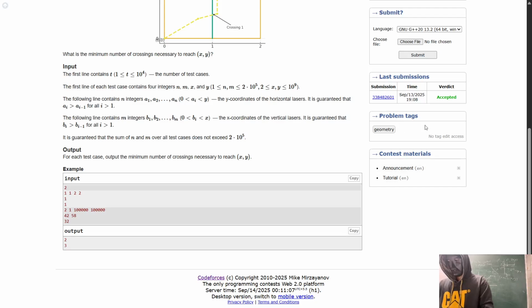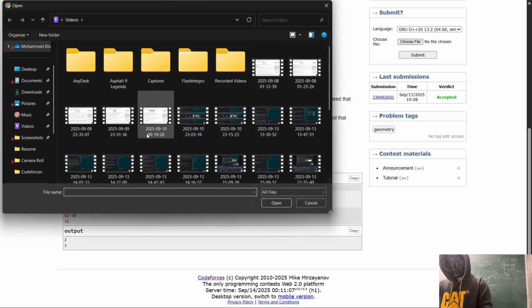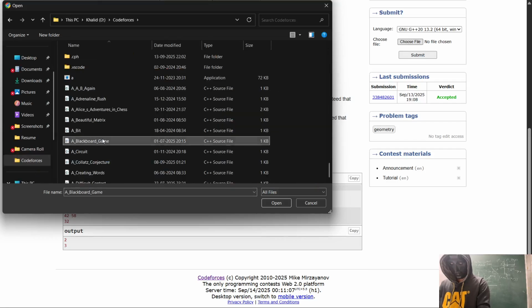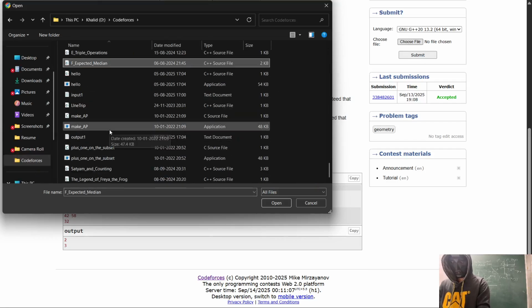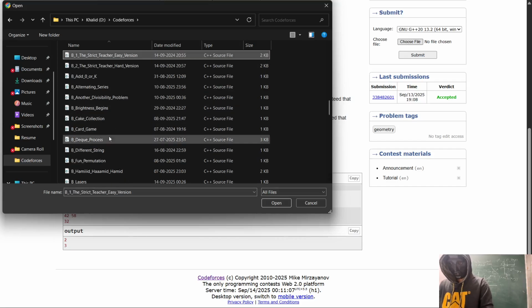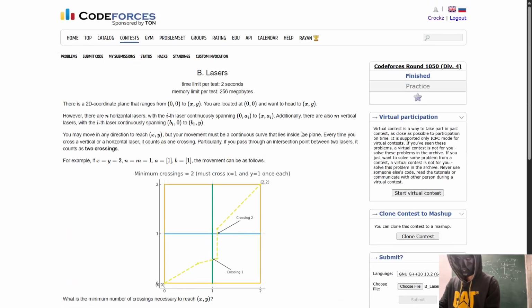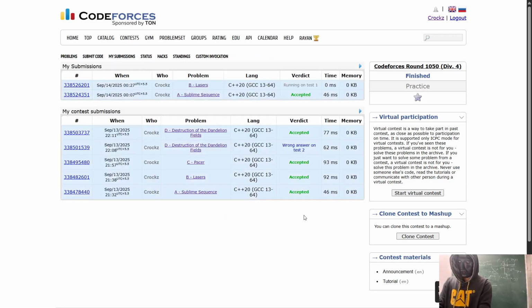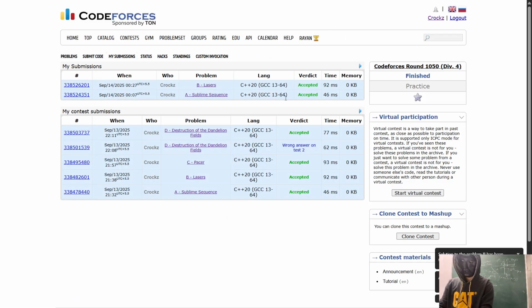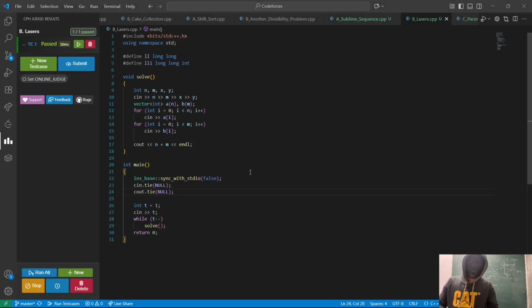So yeah, let's try to submit. Yeah, it got accepted. I think you guys are clear, right? Basically, no matter how many lasers they place in horizontal or vertical, when you are moving continuously, you will have to cross all the lasers. So in this case, your answer is basically n plus m.